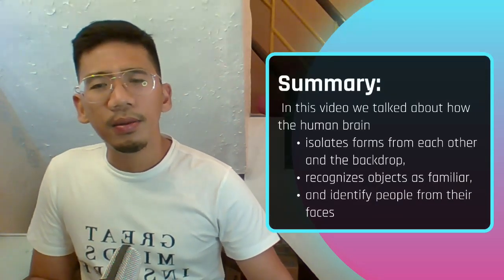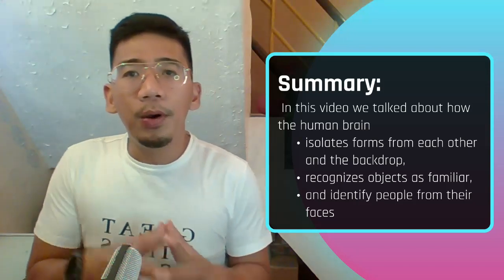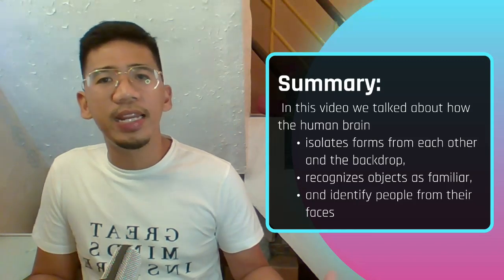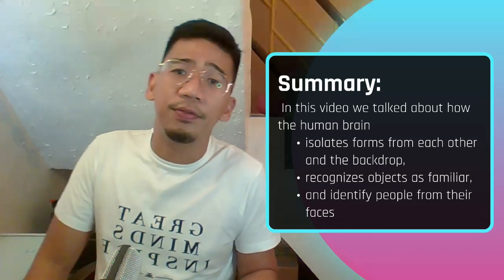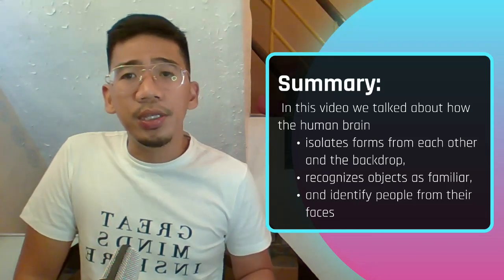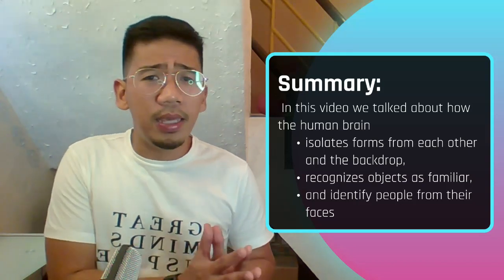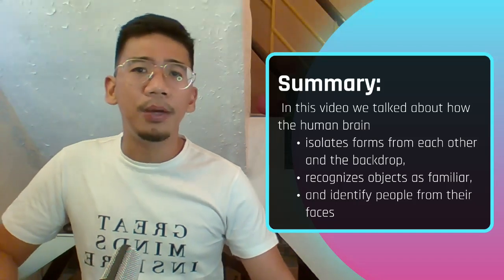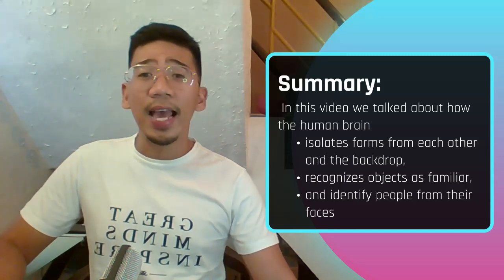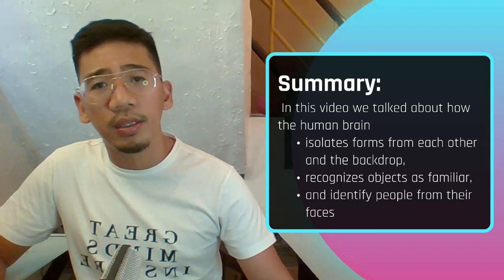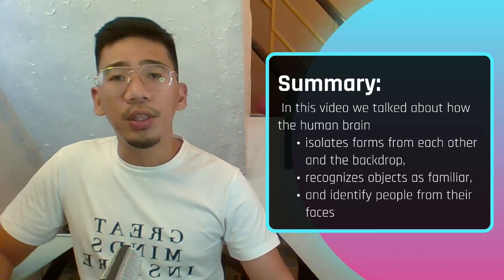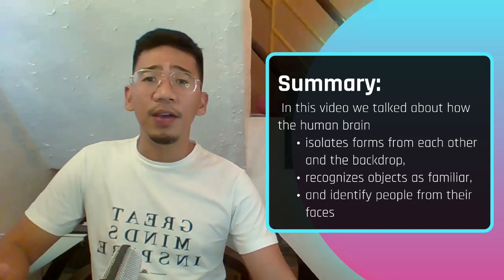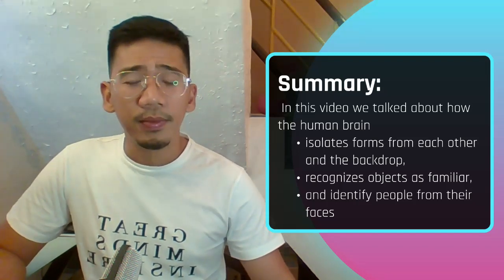So, the world is made up of a constant stream of light entering the eye, and your brain has to sort through this mass of information, detect edges and patterns, and from this, decide what you are seeing. In this video, we talked about how the human brain isolates forms from each other and the backdrop, recognizes objects as familiar, and identifies people from their faces.